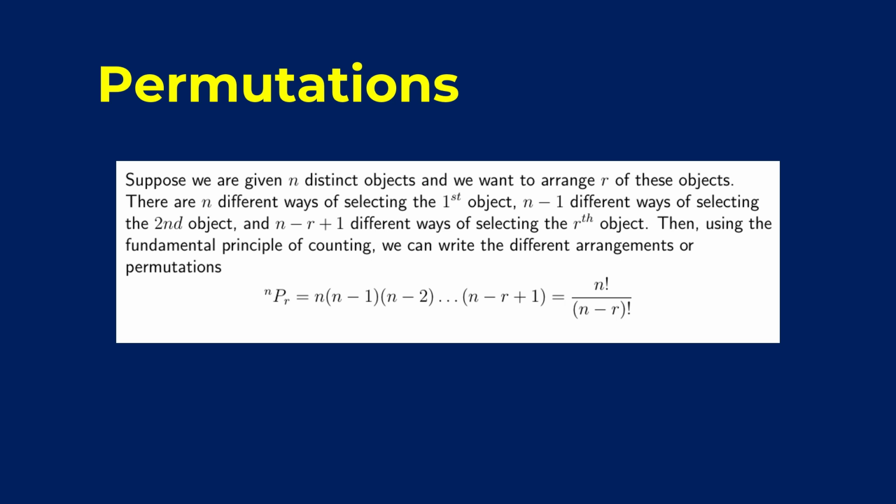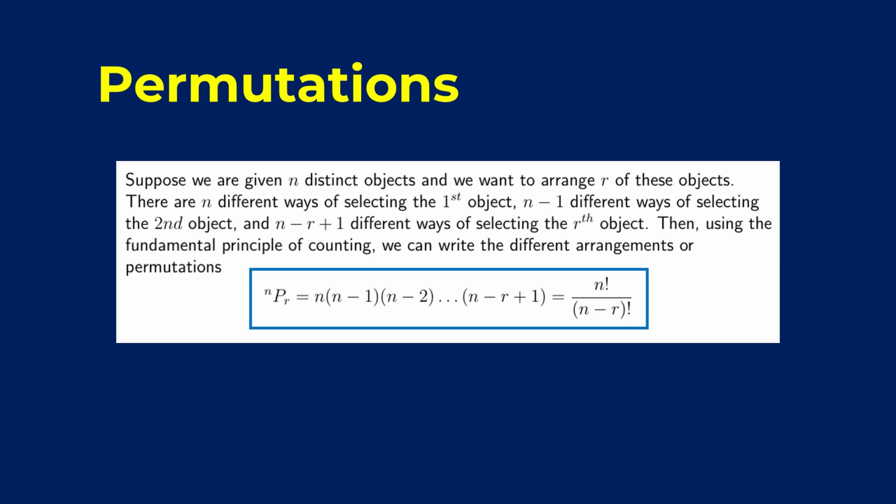Suppose we are given n distinct objects and we want to arrange r of these objects. There are n different ways of selecting the first object, n minus 1 different ways of selecting the second object, and n minus r plus 1 different ways of selecting the rth object. Then using the fundamental principle of counting, we can write the different arrangements or permutations as this expression. Here, nPr, which is read as n permutation r, represents the number of permutations of n objects taken r at a time, and it is equal to n factorial divided by n minus r factorial.